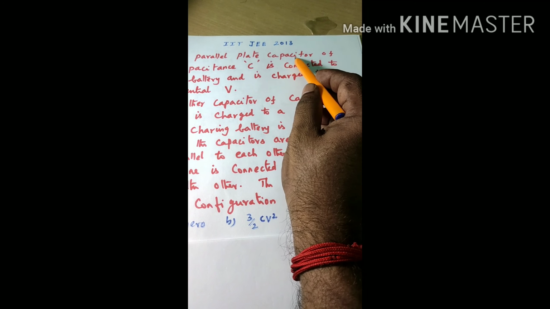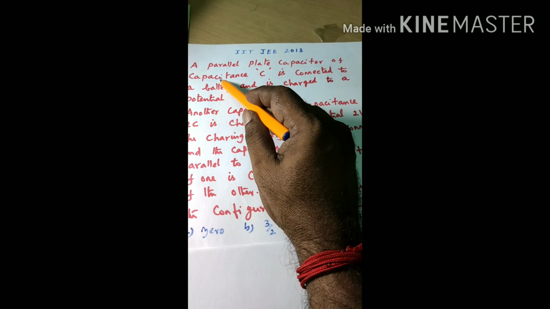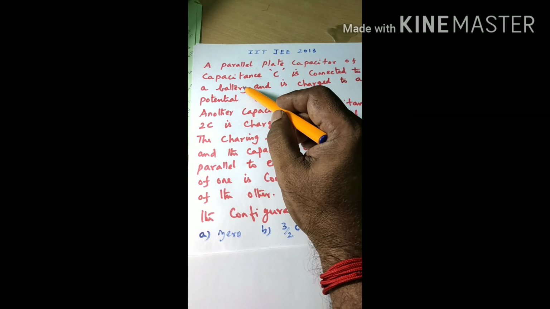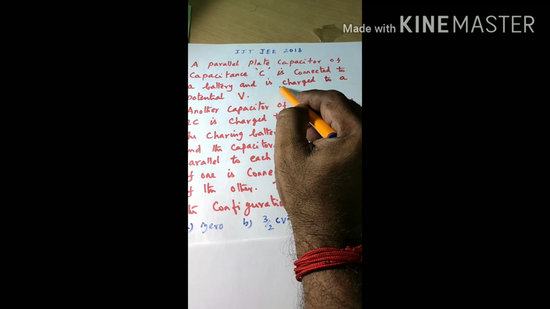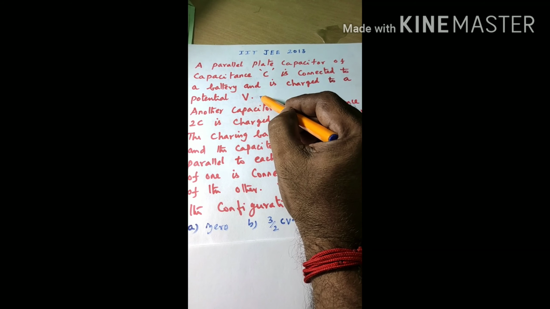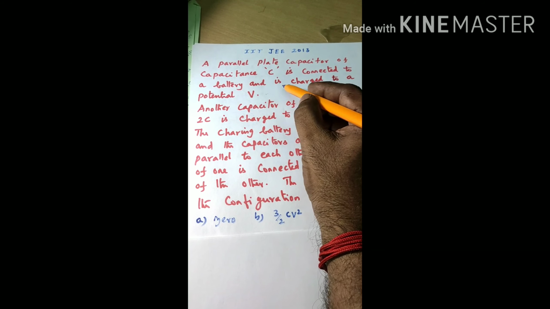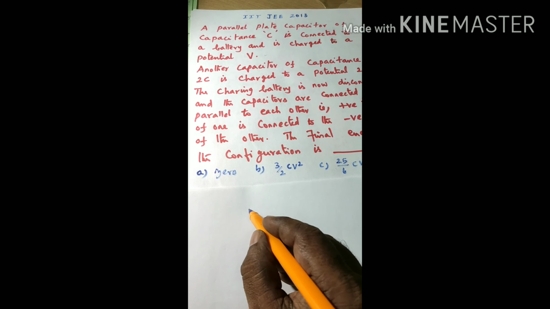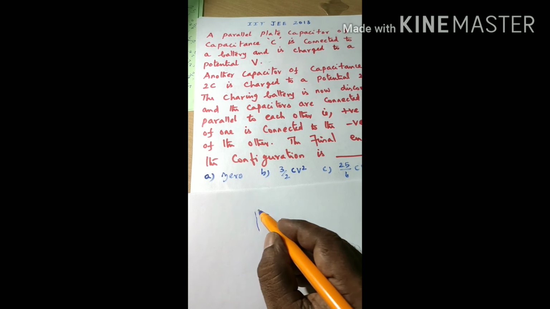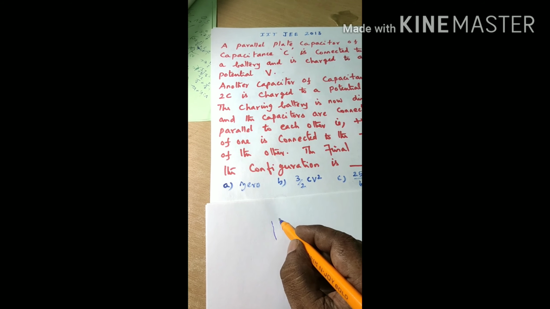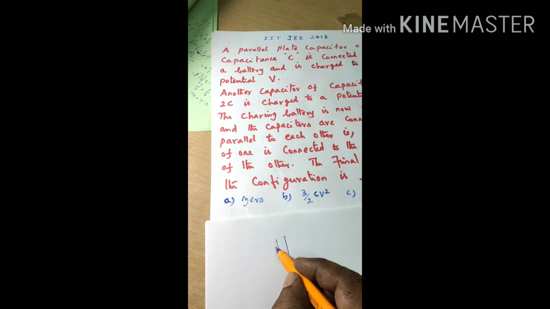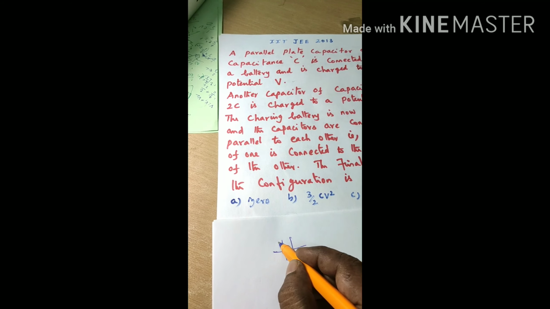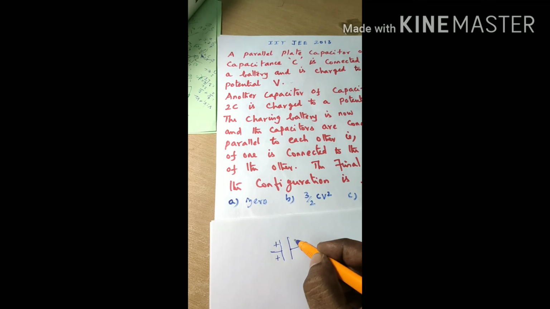Parallel plate capacitor of capacitance C is connected to a battery and is charged to the potential V. This is the first step. First, there is a battery, there is a capacitor. Let this plate be positive and this negative.